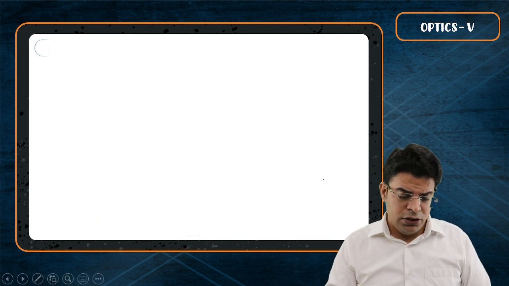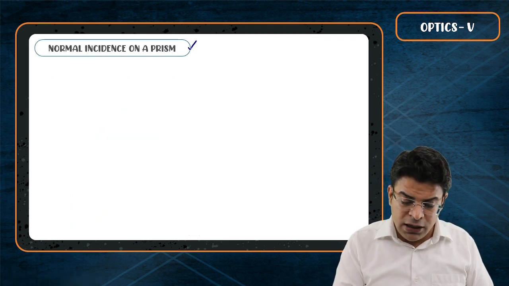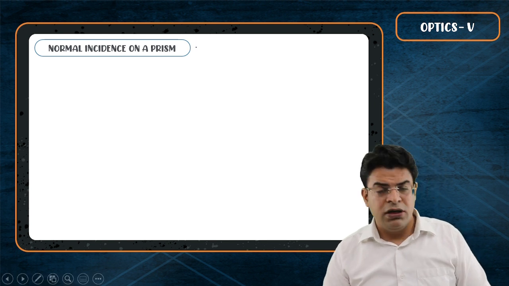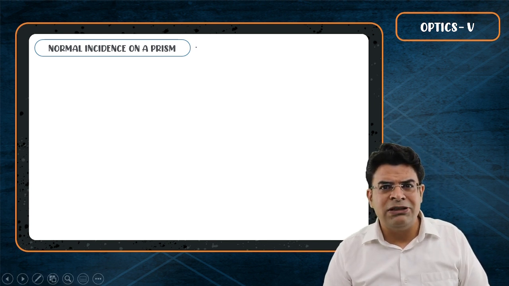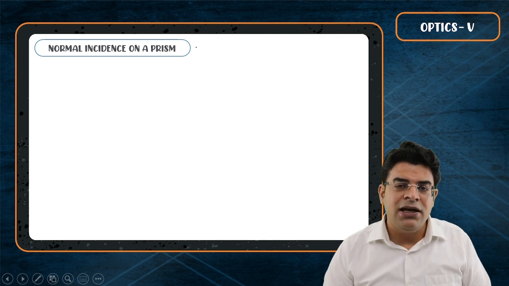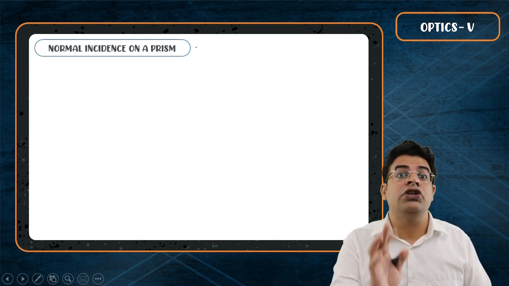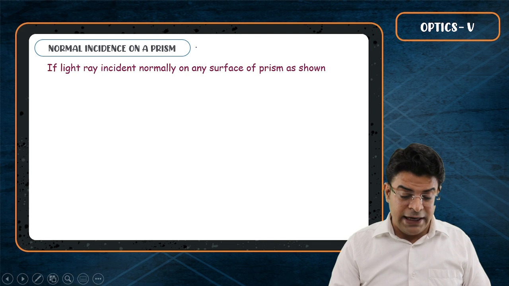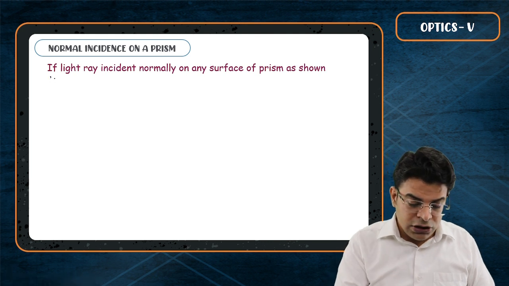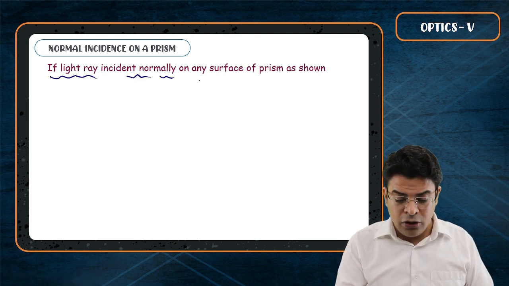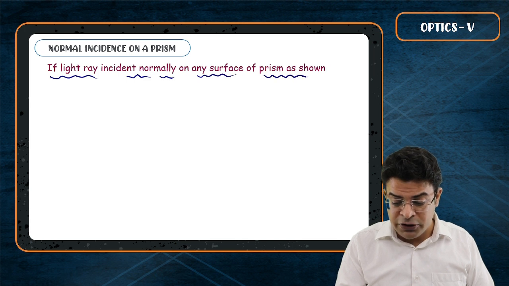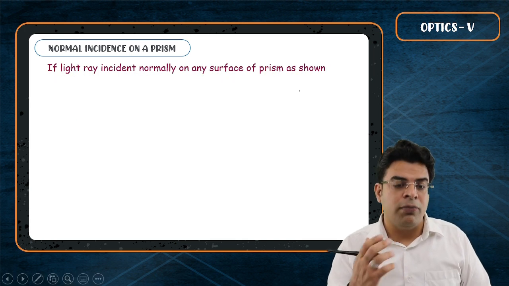Now moving on to the next thing, which is normal incidence on a prism. So what is the meaning of normal incidence on a prism? It means that the angle of incidence is 0. So the incident ray is normal to the surface. If the light ray is incident normally on any surface of the prism as shown, then it's called normal incidence.